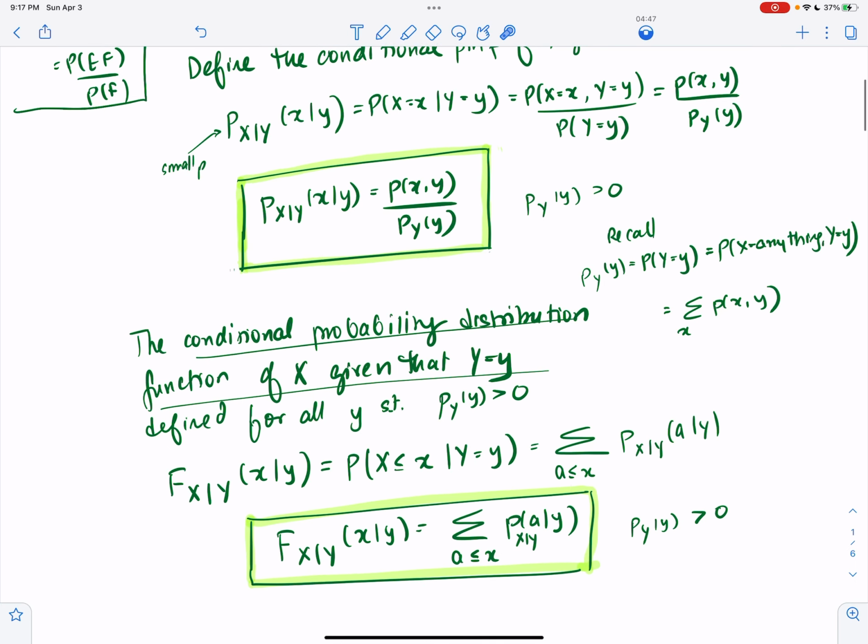And anyway, just in practice, how do you find this? Well, this is the probability Y equals y, where X is anything, Y is y. So you just sum up over all the values of x, P of x comma y.